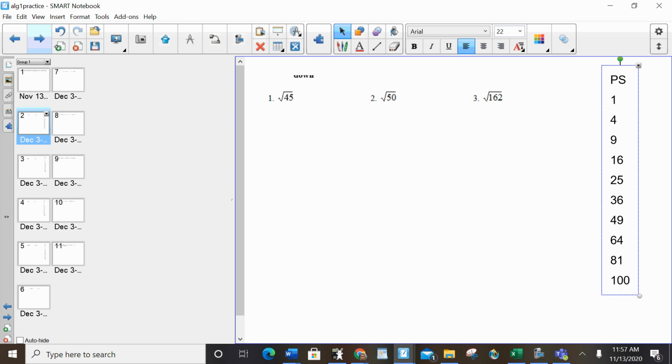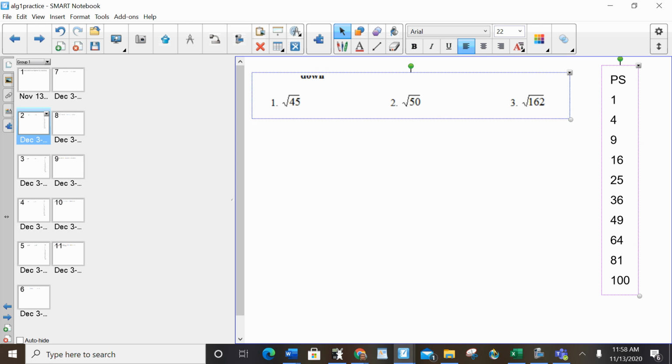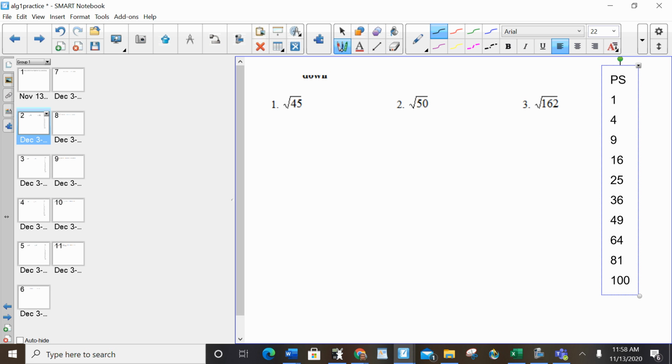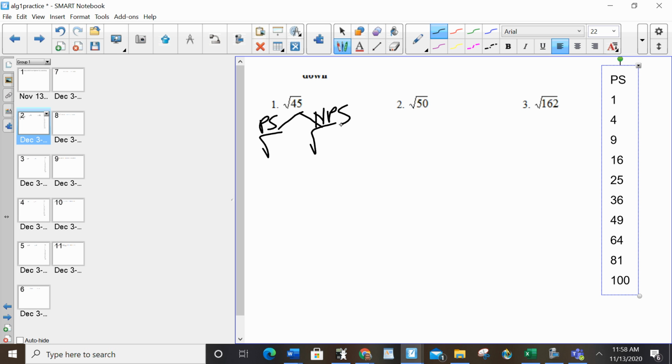So, to reduce radicals, I need to separate into perfect squares and non-perfect squares. So I wrote out my list of perfect squares to my right, and all these numbers, where do they come from? They're numbers obtained when you multiply a number by itself. 1 times 1 is 1, 2 times 2 is 4, 3 times 3 is 9, etc.